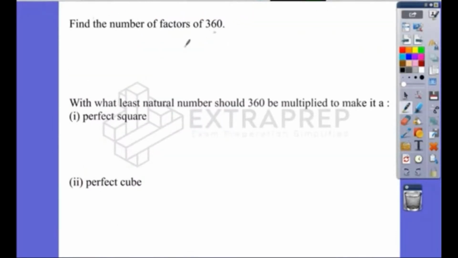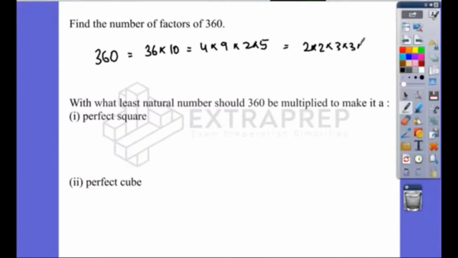Find the number of factors of 360. We already know how to find the number of factors. First you will prime factorize 360 into 36 into 10, 4 into 9 into 2 into 5, or that's 2 into 2 into 3 into 3 into 2 into 5, or 2 cube into 3 square into 5 power 1. Once you get the prime factorized form, the number of factors is equal to adding 1 to the powers and multiplying them to get your answer as 24.